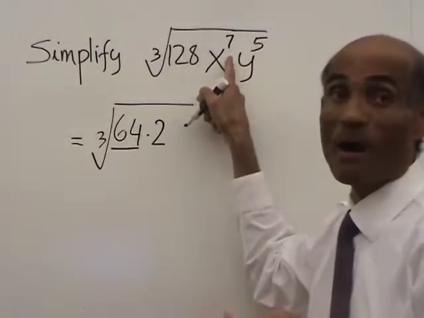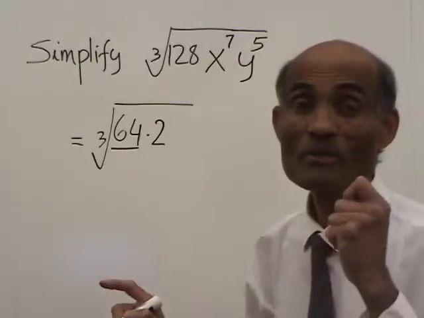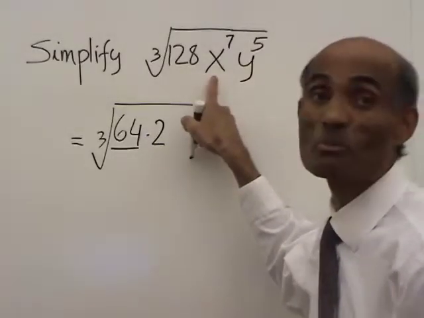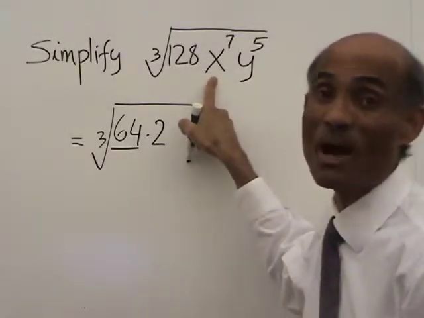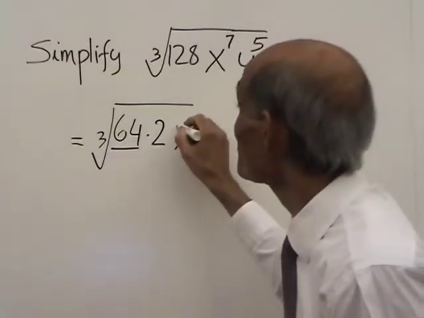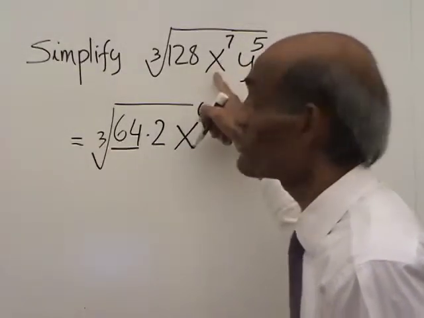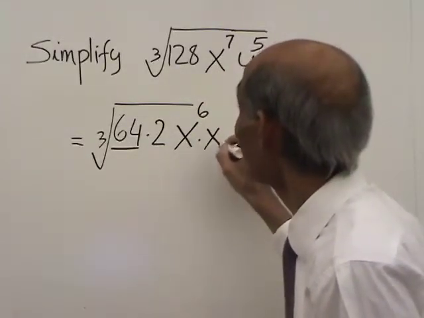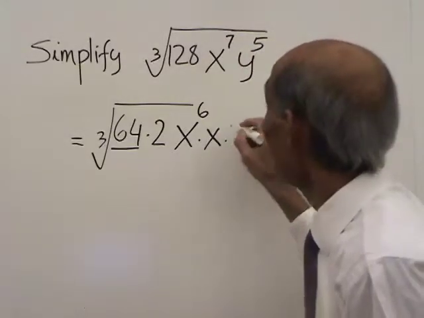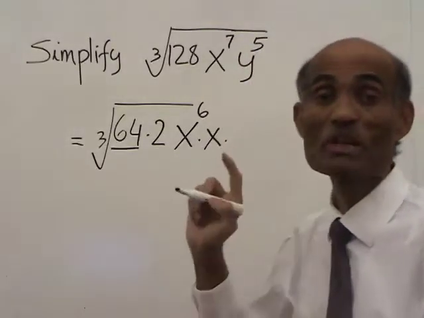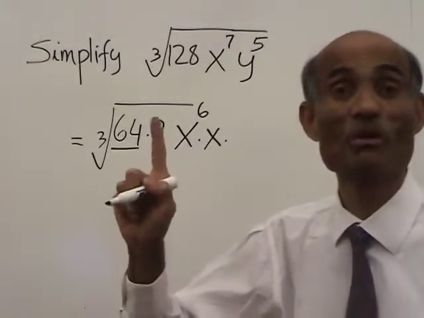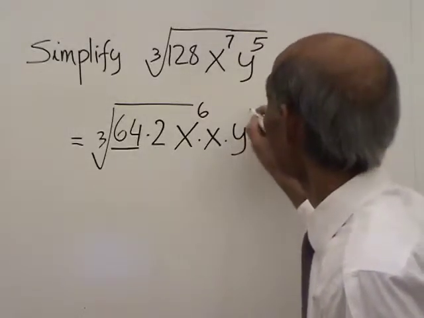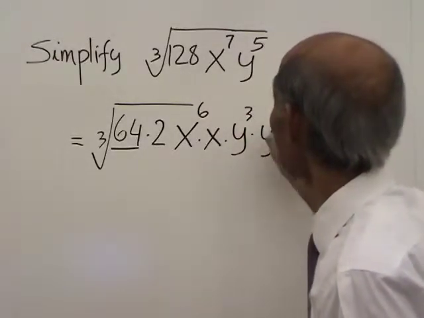Now, a power becomes a perfect cube when the power can be divided by 3. So what is the biggest perfect cube in x to the power 7? It is x to the power 6. So x to the power 7 is written as x to the power 6 times x. And y to the power 5, what is the biggest perfect cube in y to the power 5? It is y cubed. Y to the power 5 is y cubed times y squared.